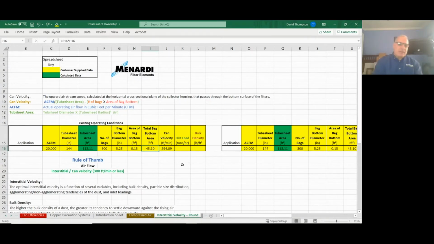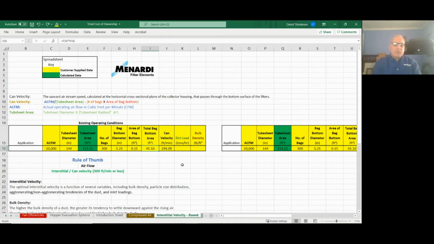One of the key factors in this type of housing is the interstitial velocity, and that is, can the dirt that's on the bags that's being pulsed off, does it have the ability to fall off and actually drop into the hopper and be evacuated from the system? Frequently, we find that because the upward airflow is so high in some of these systems, and you may have a light powder, it doesn't get a chance to evacuate itself.